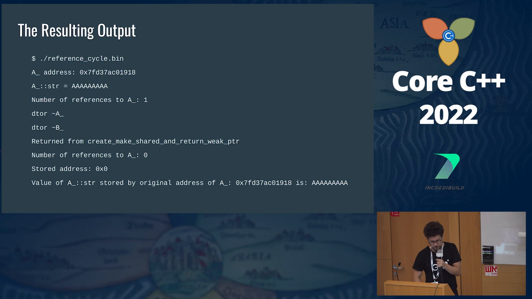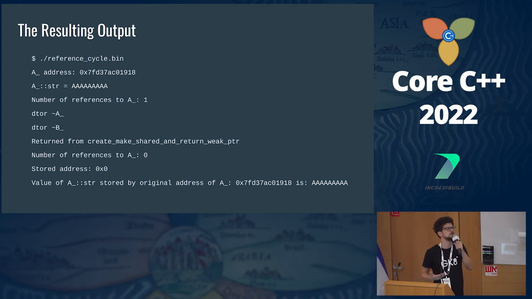So here are the results, and the result is the following. I have one reference to the A, then I exit the function, I call the destructor of A, I call the destructor of B, I return from the create make shared and return weak pointer function. I have no references to the A. The strong pointer that I create via the lock is a null pointer. However, A still points to the memory, and the memory is not freed. Well, when I discovered that, I was a bit surprised.